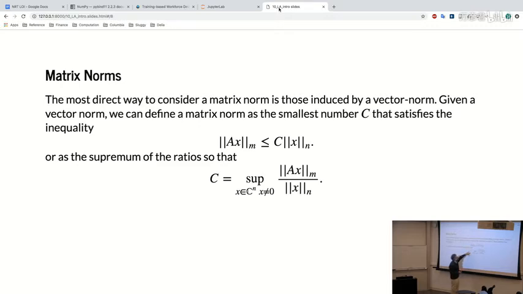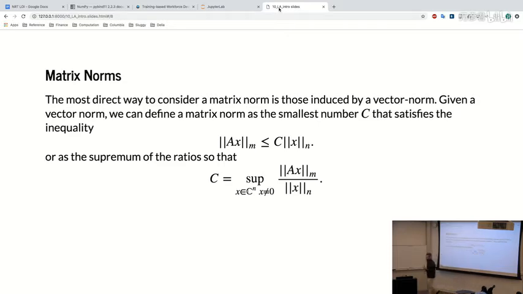The matrix norm is the largest value of the M norm of A times X. So I take A times X, that's a vector, I take its M norm, and I divide by the length of the vector X in some N norm. And then I take that over all X I can possibly do, and the biggest number that I get, that's the norm. Normally when I do this, N and M are the same thing.